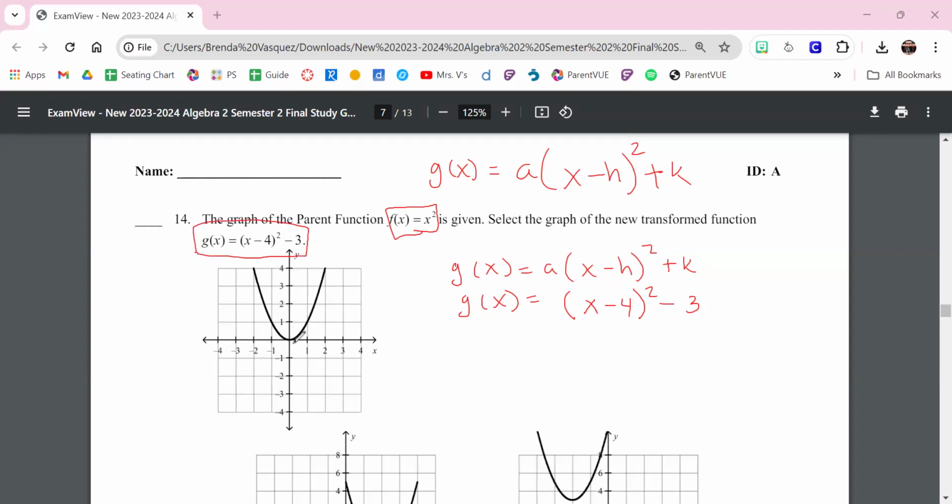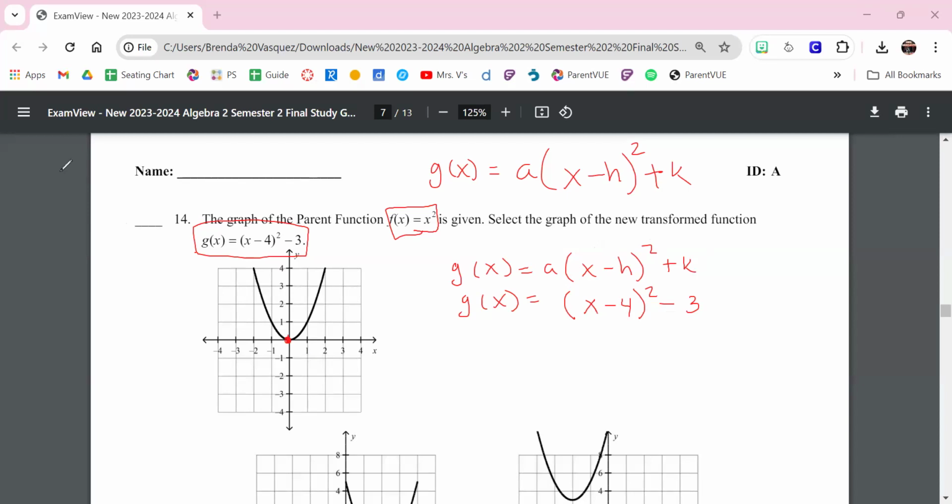All right, so my parent function is drawn right here. This is where my vertex is. This bottom point is at 0, 0. We're going to move it according to my parameters. Only h and k are present, so let's go ahead and determine them.